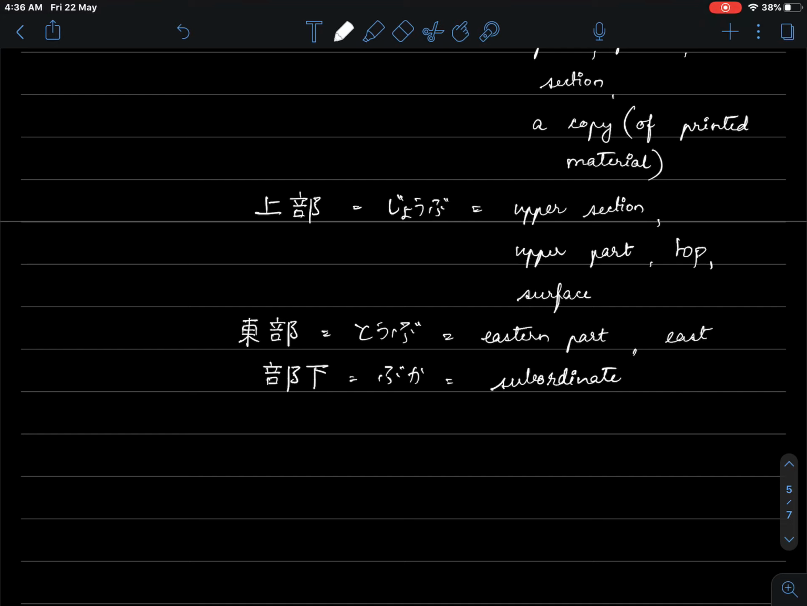Anyway, buka means subordinate. And let's have a look at a phrase.